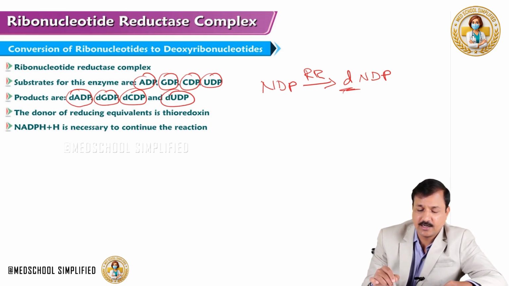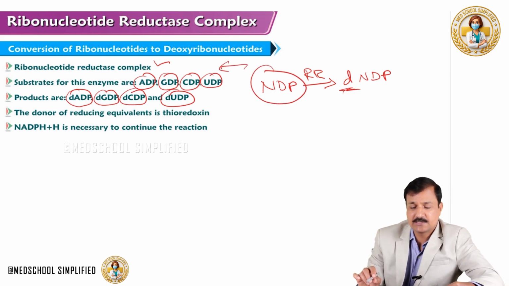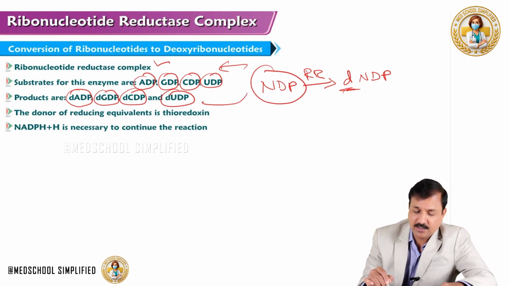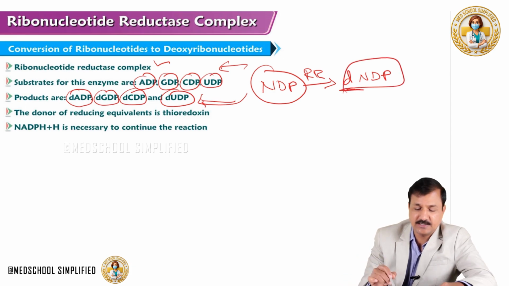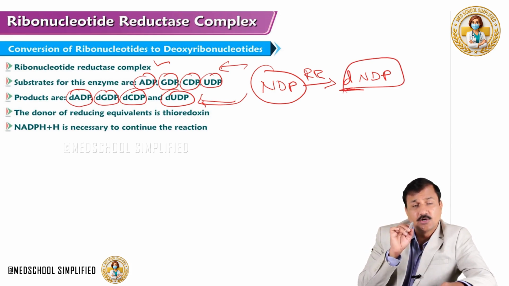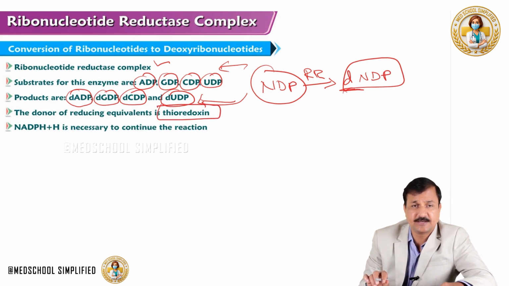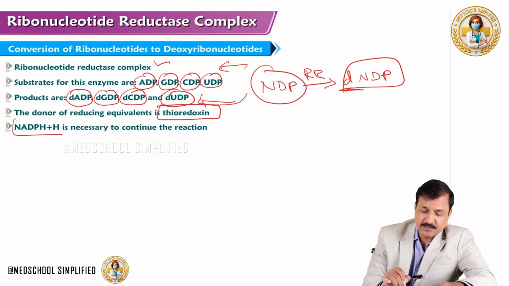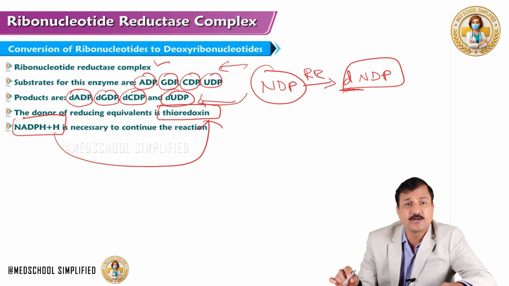So for the ribonucleotide reductase enzyme complex, the substrates are nucleotide diphosphates, all four of them: ADP, GDP, CDP, and UDP. The products of this enzyme reaction are deoxynucleotide diphosphates, that is dADP, dGDP, dCDP, and dUDP. Now the donor of reducing equivalents in this reaction is thioredoxin, and NADPH plus is necessary for maintaining thioredoxin in its reduced state.